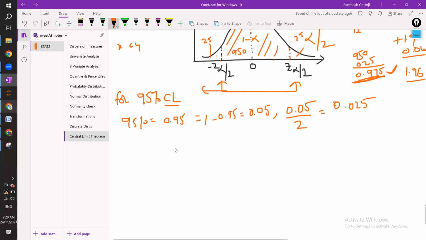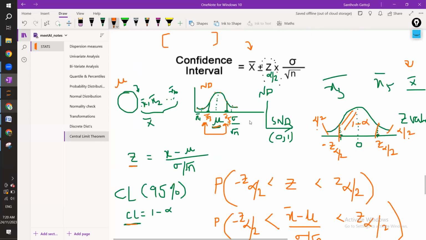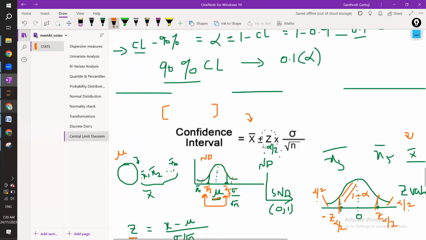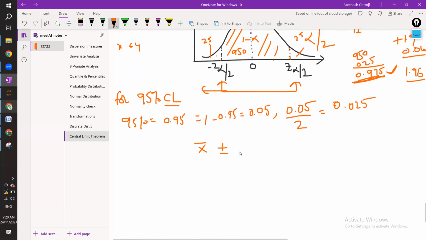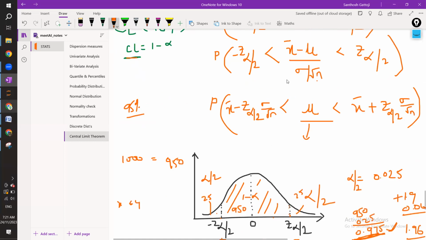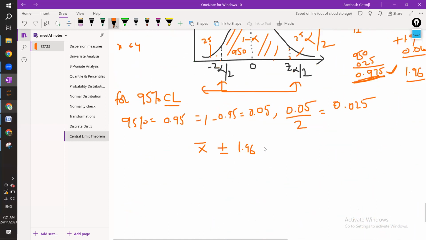Clear? That means my formula is converted into simply X bar plus or minus Z alpha by 2, and what is my Z alpha by 2 now? 1.96, multiplied by rho by square root of n.